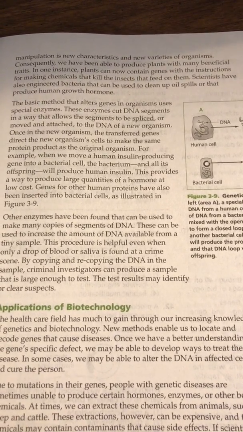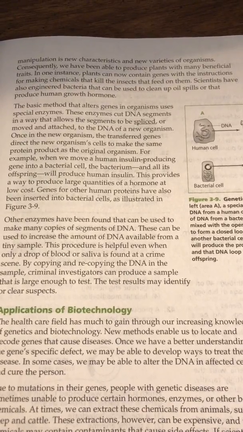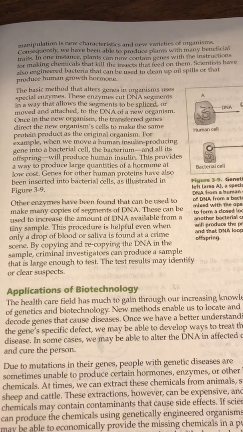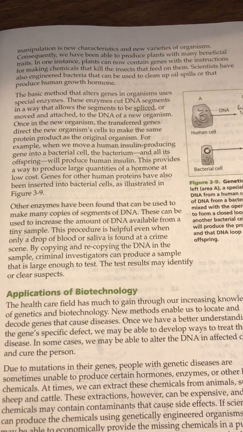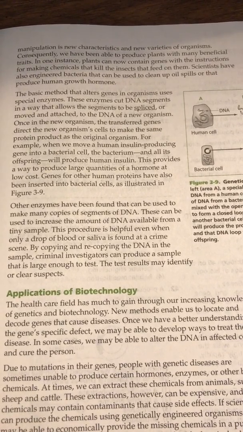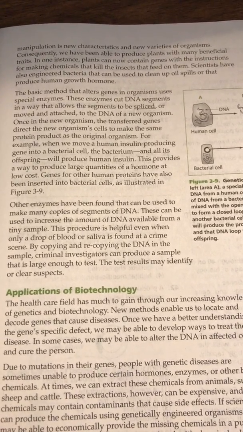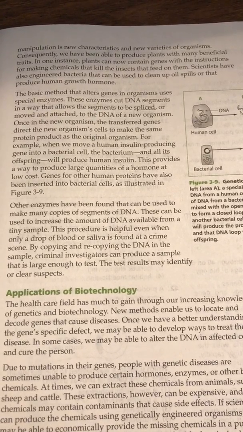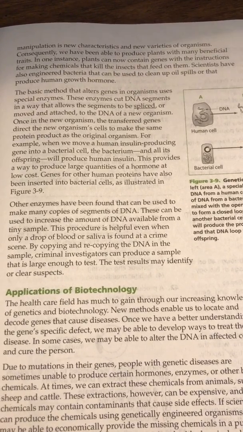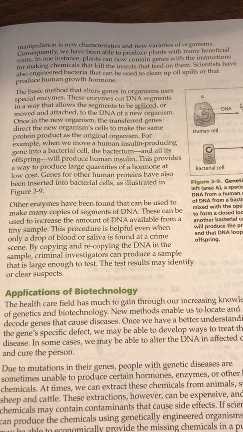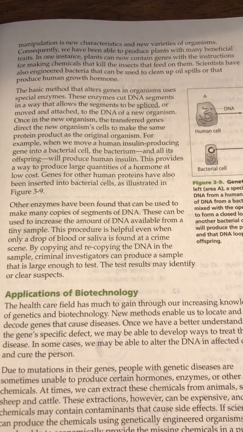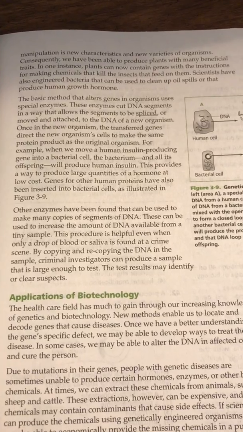The basic method that alters genes in organisms uses special enzymes. These enzymes cut DNA segments in a way that allows the segments to be spliced, or moved and attached to the DNA of a new organism. Once in the new organism, the transferred genes direct the new organism's cells to make the same protein product as the original organism. For example, when we move a human insulin-producing gene into a bacterial cell, the bacterium and all its offspring will produce human insulin. This provides a way to produce large quantities of a hormone at a low cost.